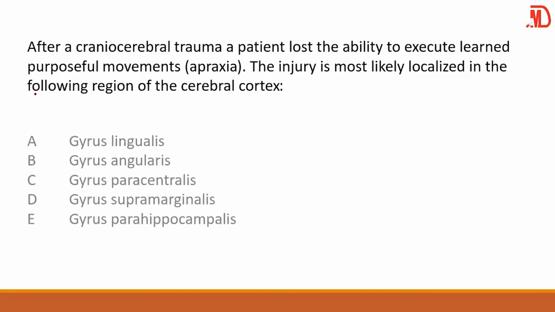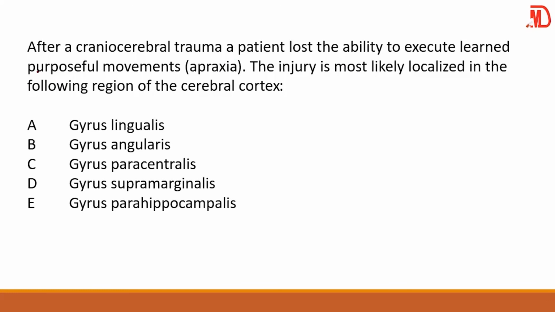After craniocerebral trauma, a patient lost the ability to execute learned purposeful movement. The injury is most likely to be found in what? Of course, this is the supramarginal gyrus, because it's a part of the parietal lobe anyways, and it's the area responsible for learning. So anytime you are learning, that is the gyrus that is coming into play, the supramarginal gyrus. So your answer is D, supramarginal gyrus.